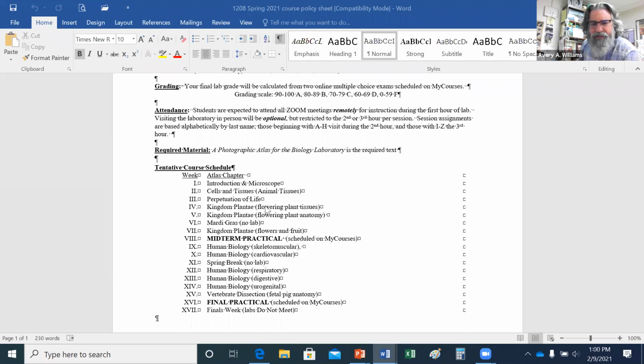We are actually in week 5 and going over the Kingdom Plant Day. Remember, we started this chapter last week. We did flowering plant tissues last week, and today we're going to go over a PowerPoint covering flowering plant anatomy. Next Tuesday is Mardi Gras, so we're off Monday and Tuesday of next week. So 2 weeks from today, we'll finish up the plant stuff, and there's going to be another PowerPoint over flowers and fruit.